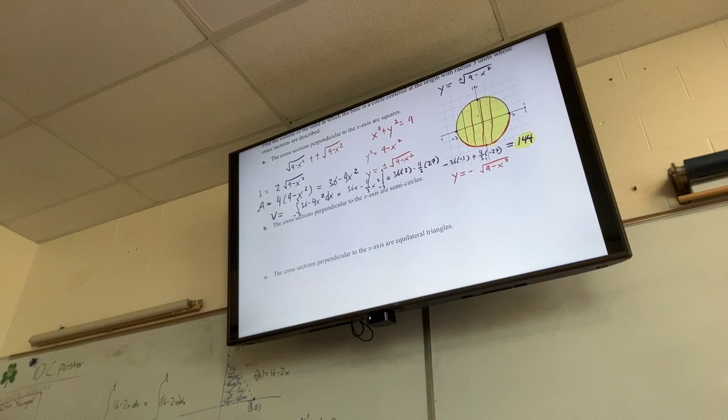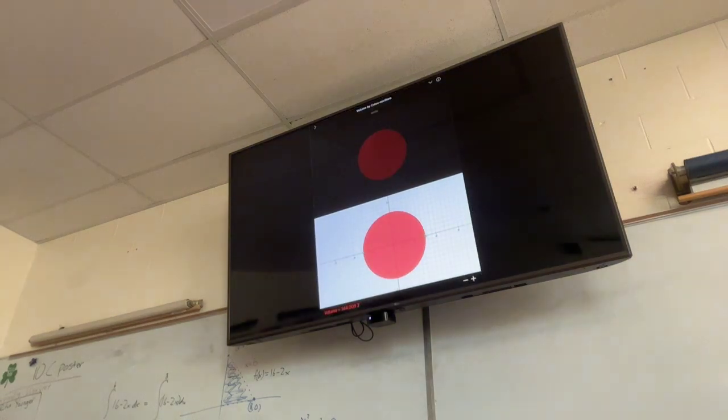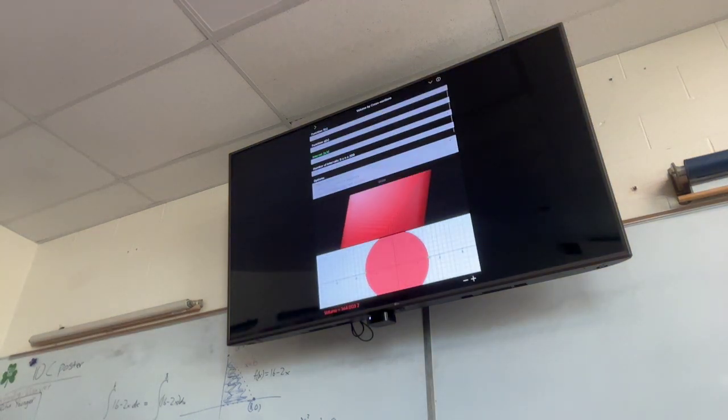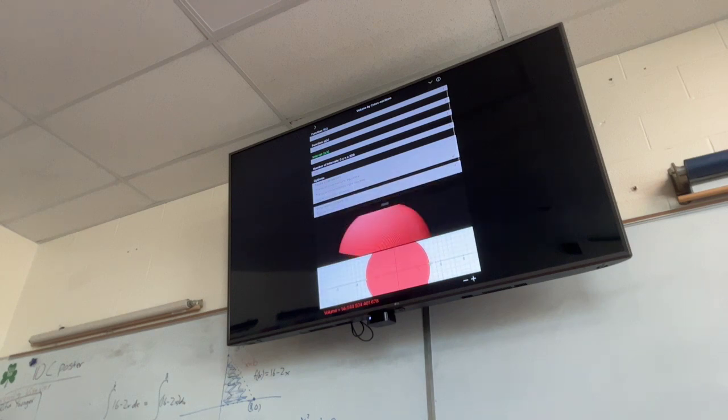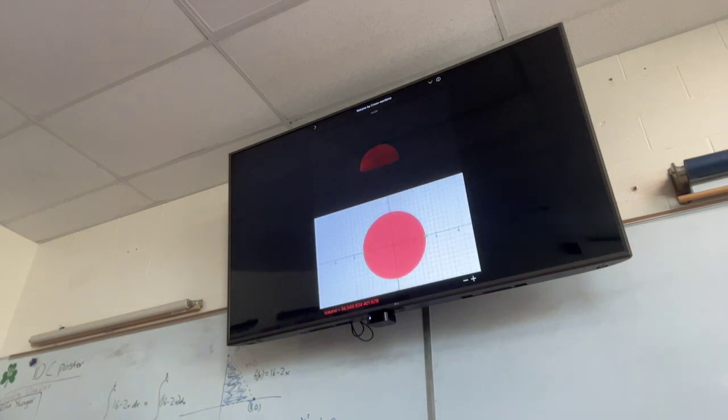Okay. So now our cross sections are going to be semicircles. So now it's a dome. Here's our bottom, and here's our little dome here. What do I need to know to find the area of each of these semicircles? The radius, right? So the radius, if I've got a semicircle.